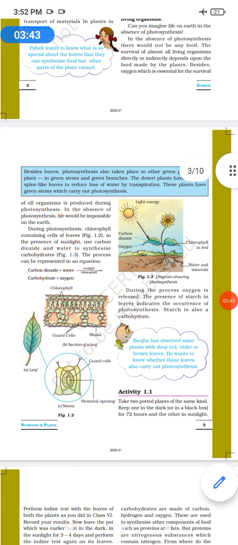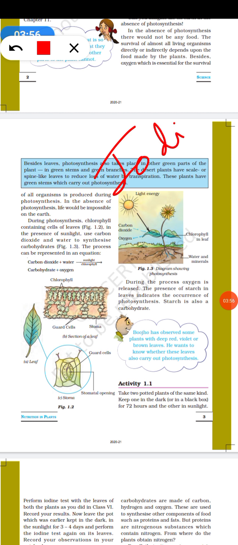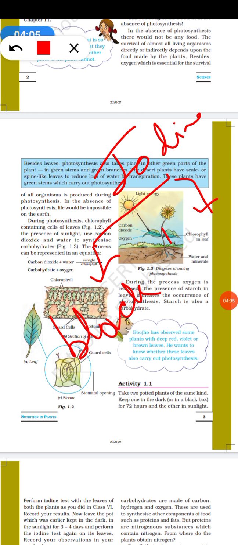Now, how can we verify whether food is being produced or not? That is done by using the iodine test. If starch is produced as food, the iodine test will give a black color, otherwise it will be a brown color. If it is testing negative for iodine, it is brown in color. If it is positive for iodine, it is black in color.